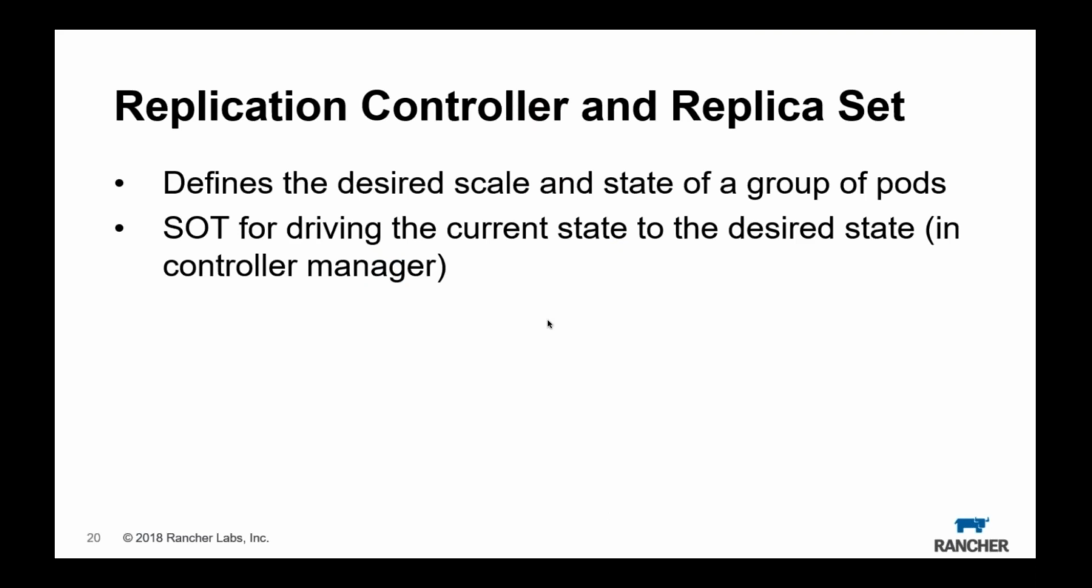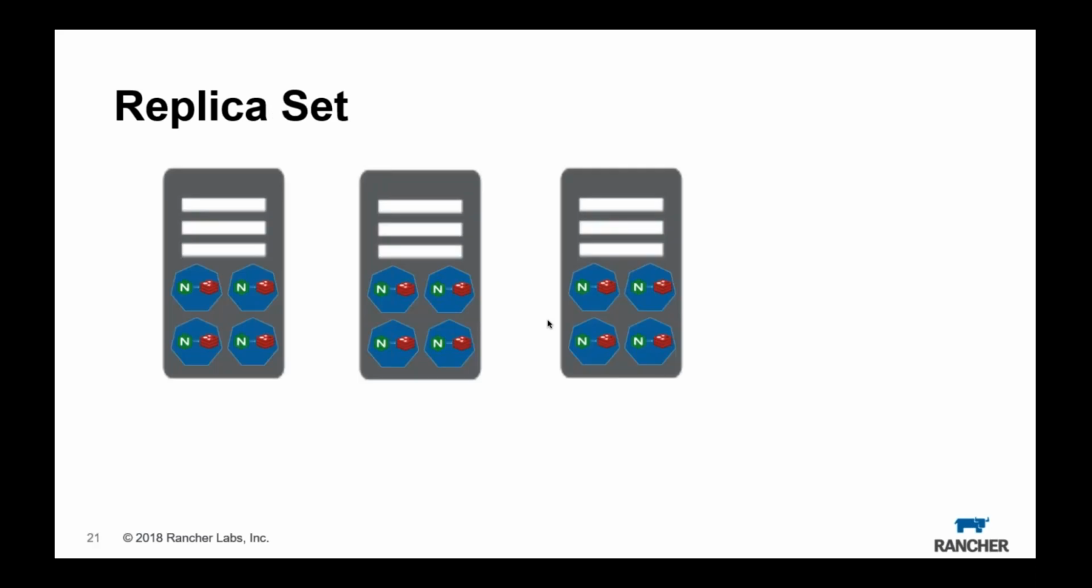Moving ahead to replica sets and replication controllers. A replica set is basically the next generation of replication controller. They define the desired state of a group of pods, and that drives the controller to achieve that desired state. So let's say you're requesting 10 pods with some definition, and you currently only have 2 pods. Then the replication controller is going to try and make that happen for you. Depending on space constraints and other constraints, it's going to do its best to give you those 10 pods.